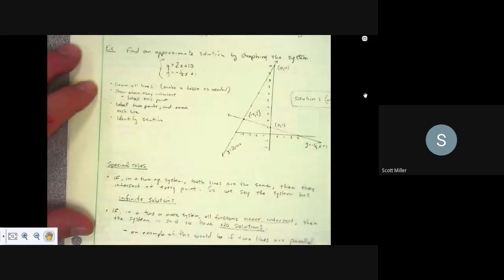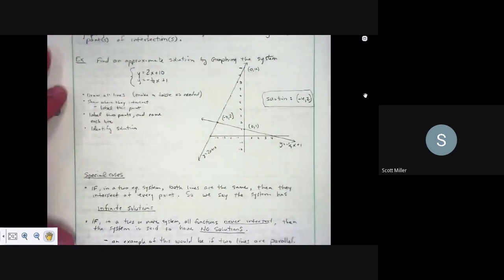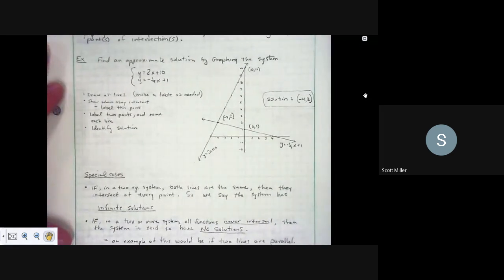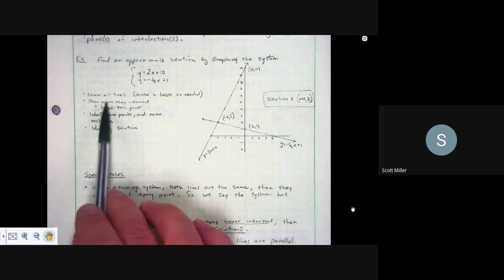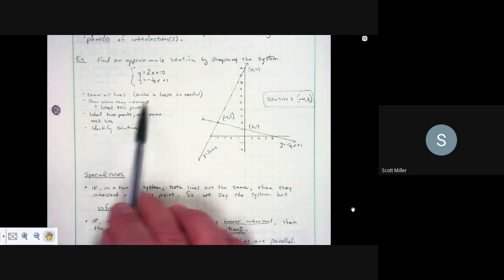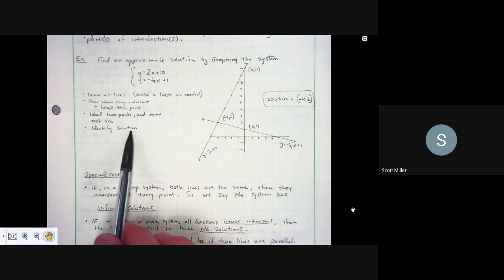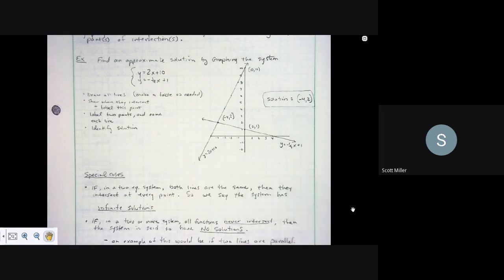So there's the example we just did. And some processes here. I'm going to stop and pause here for a second, for those who might be copying this stuff down. So draw all the lines, show where they intersect, label these points, label 2 points, and name each line, identify the solution. That's what I just told you. What are the special cases?